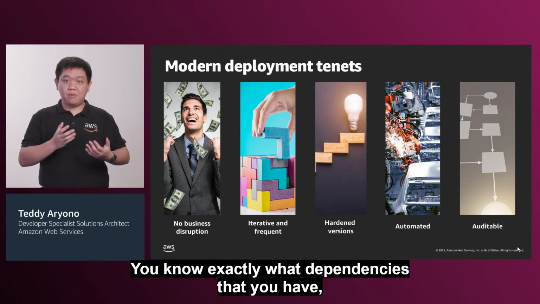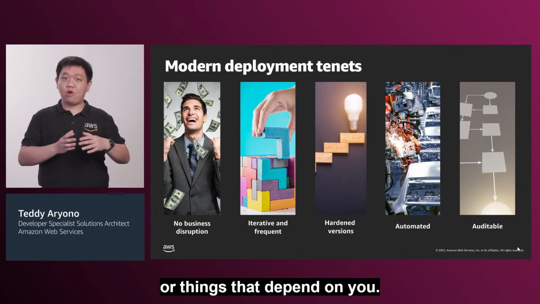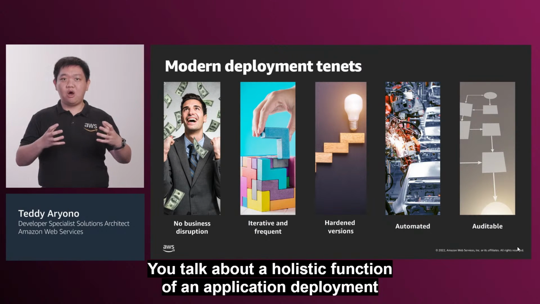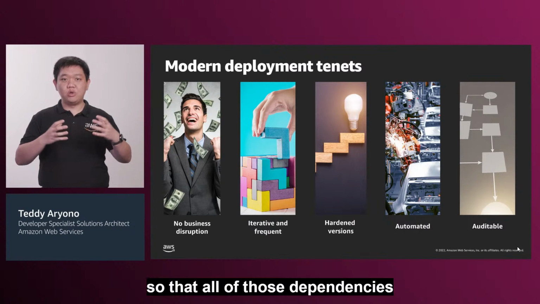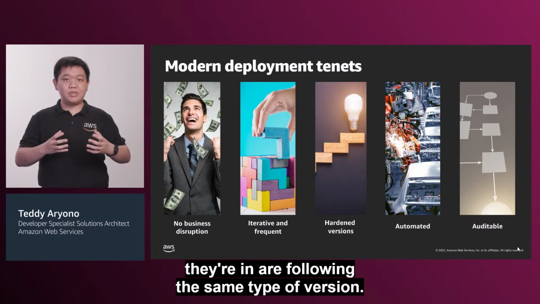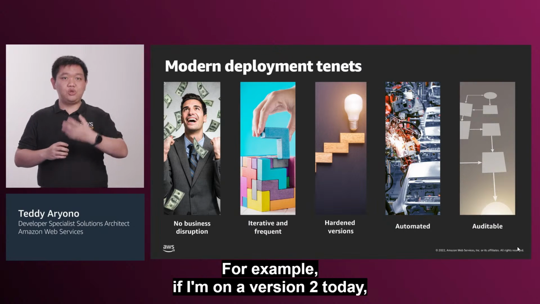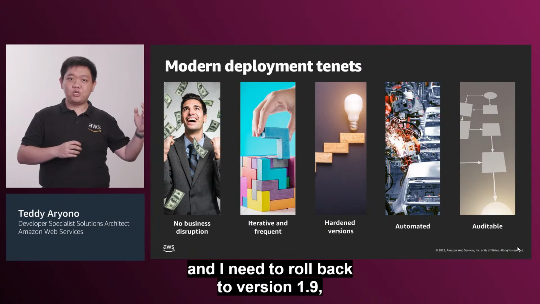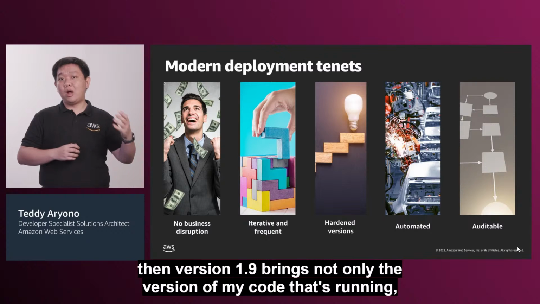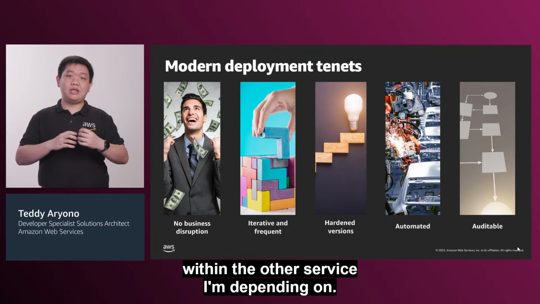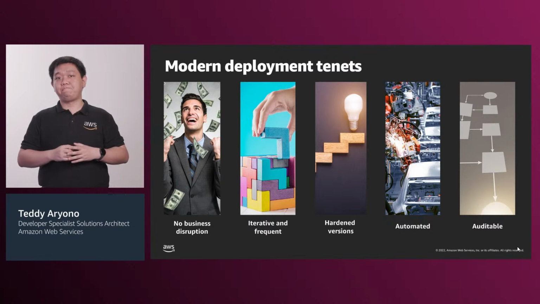You know exactly what dependencies you have or what things depend on you. You're speaking in the same terms about what those versions mean. You talk about a holistic version of an application deployment so that all of those dependencies are following the same type of version. For example, if I'm on version 2 today and I need to roll back to version 1.9, then version 1.9 brings not only the version of my code that's running, but any other dependencies it might have had within the other service I'm depending on.